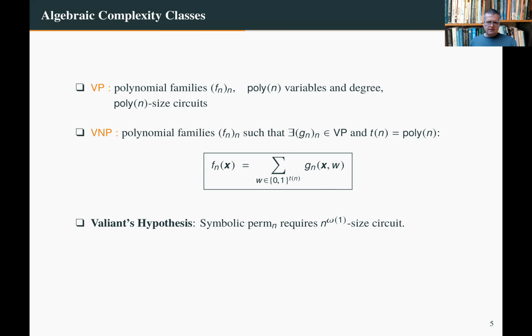And what is called Valiant's hypothesis is that the permanent function is not in VP. It requires superpolynomial size circuits. This is equivalent to saying that VP is different from VNP. And this is the big open problem in the field, similar to the P different from NP question.